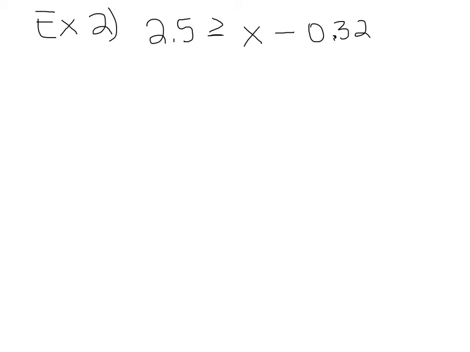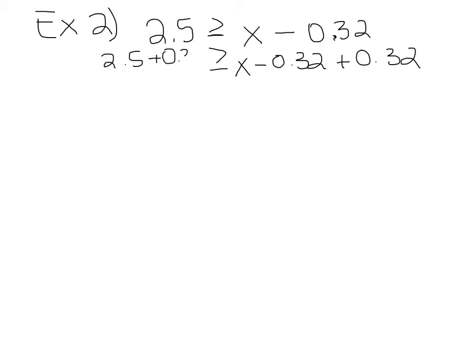So again, just like with solving equations, I have x minus 0.32. I want to isolate the x. So I'm going to make that x minus 0.32 plus 0.32. The greater than or equal to symbol will come down. And since I added 0.32 on the right, I also need to add 0.32 on the left side of the inequality. So here, my negative 0.32 and my positive 0.32 will add together to equal 0. So on this side, I have just x plus 0.